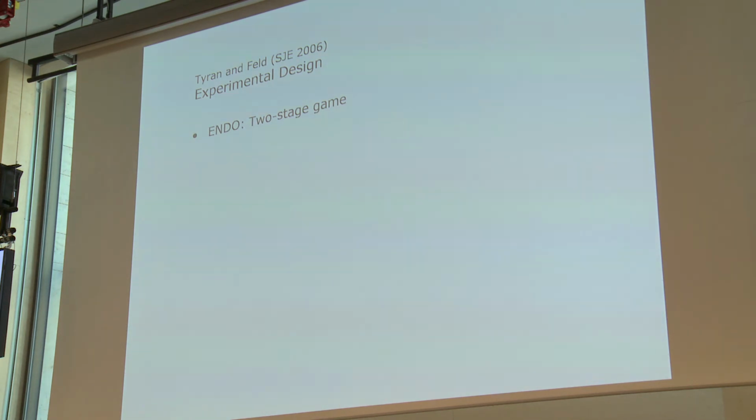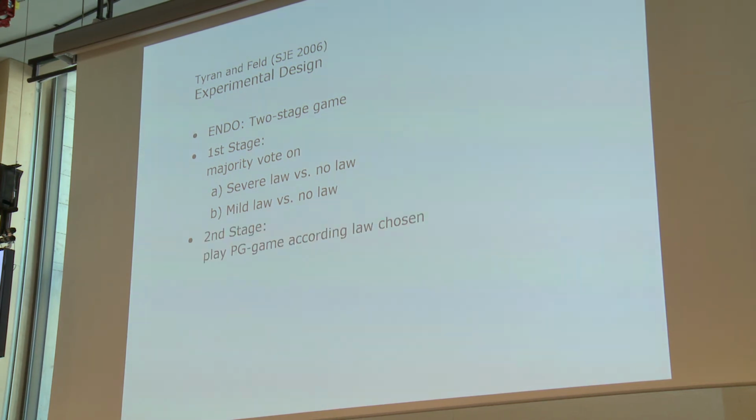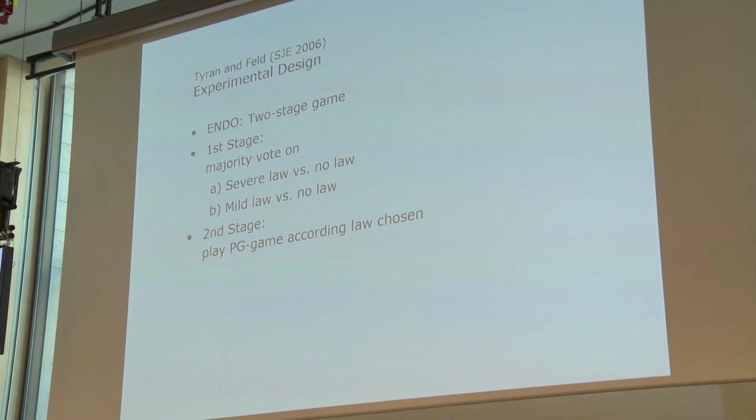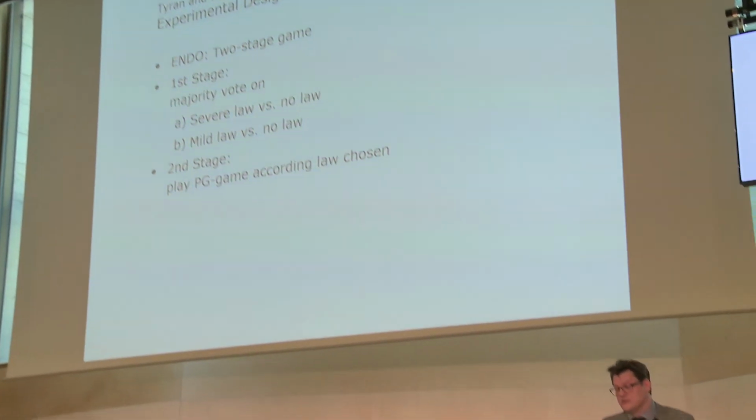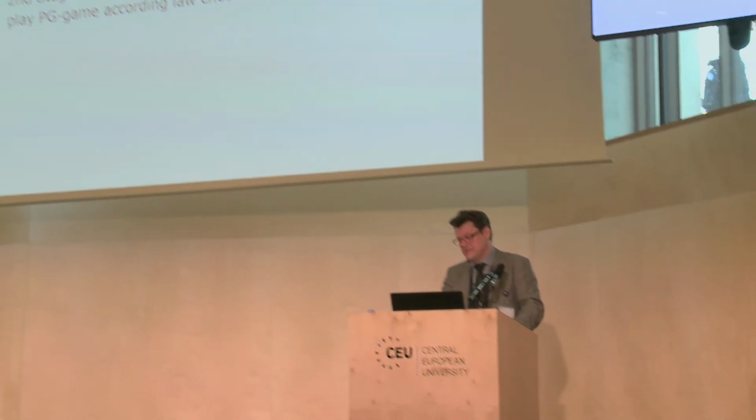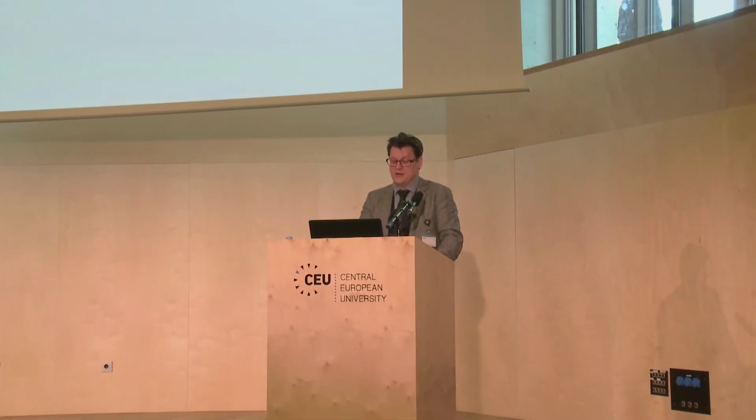We were interested in that these laws don't normally fall from the skies, they have to be voted by the people. They are endogenous in this sense. So we implemented a 2-stage game. In the first stage, people decide, do you want the law or not? And then in the second stage, they play according to what they've chosen. So, for example, if they choose severe law in the first stage, they get severe law with this deterrent sanction.